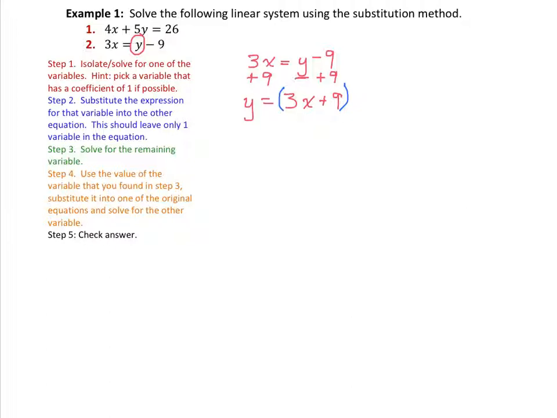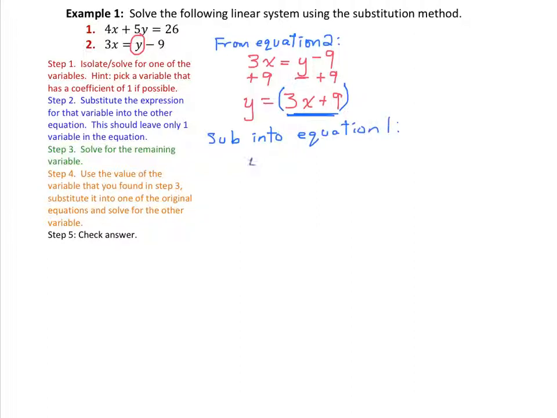We're going to substitute this expression for y into the first equation, the one that we didn't use to isolate y to begin with. Step 1 was from equation number 2. So now when we substitute, we have to substitute into equation 1.